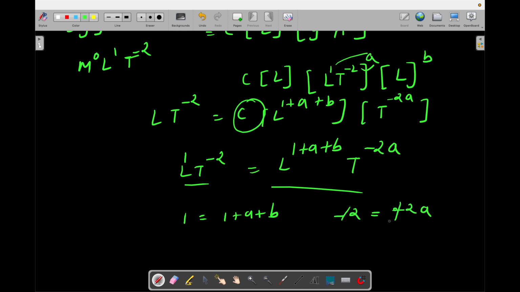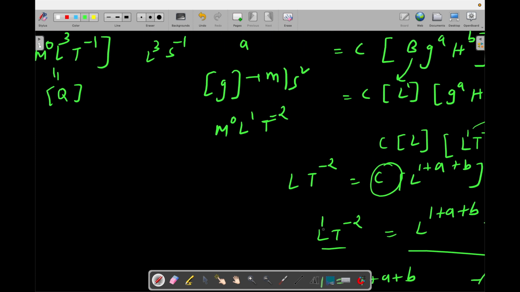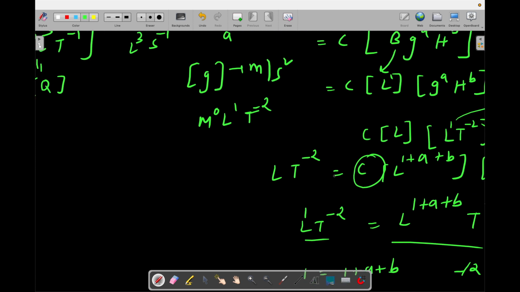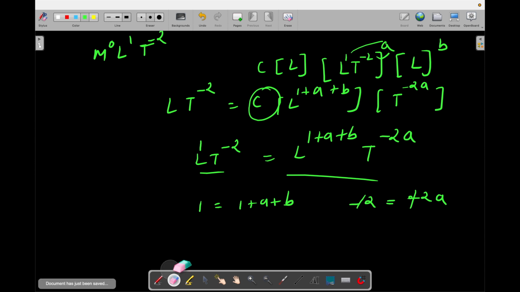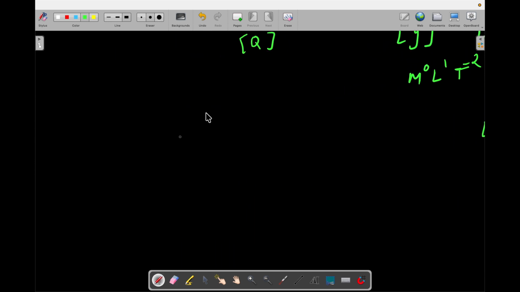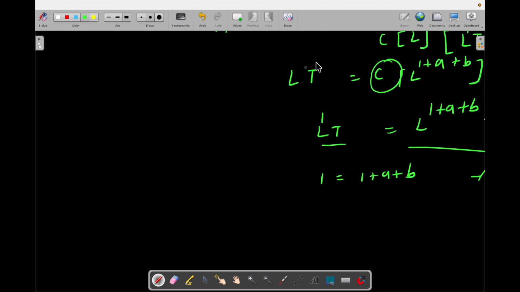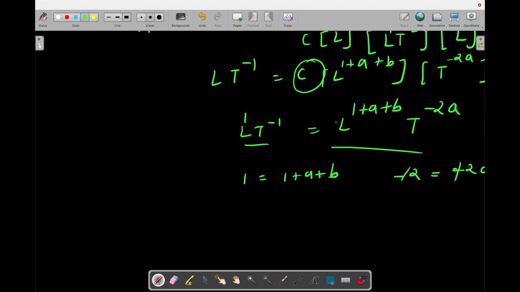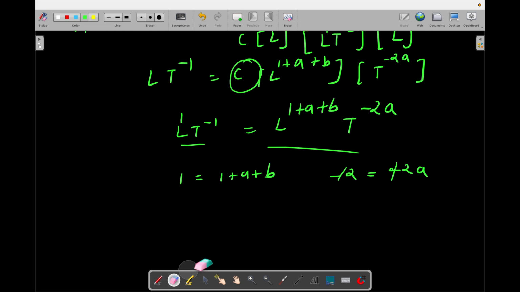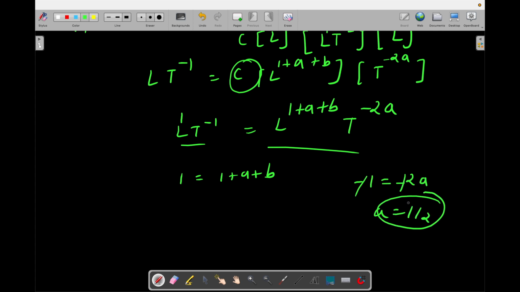Sorry, it's t power minus 1. Q on the left hand side is t power minus 1, since Q is volume per time. So it's minus 1 there. Minus 1, minus 1. So this will be changing here. So minus 1 is equal to minus 2a. Minus minus gets cancelled. a is 1 by 2. So we got a as 1 by 2, 0.5.